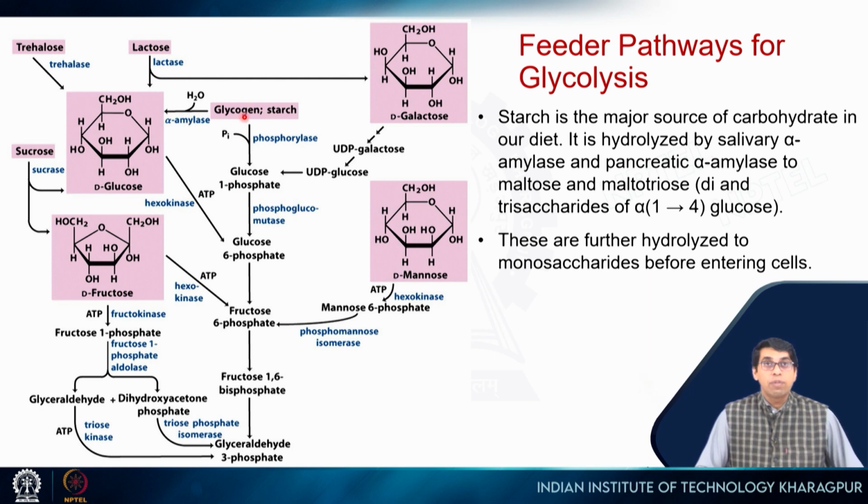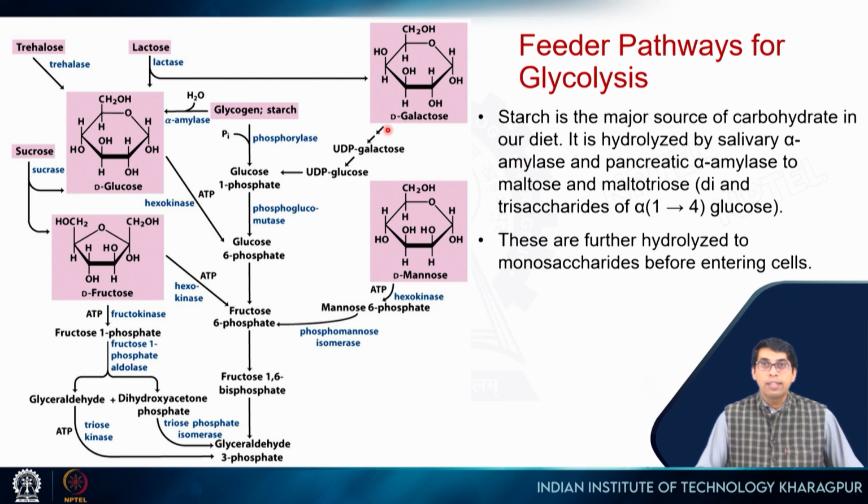So glucose comes from glycogen or starch, right? So it turns out that starch is the major source of carbohydrate in our diet. So when you eat something like rice, it has a lot of starch. That starch is hydrolyzed by enzymes called alpha amylase. So in our saliva, there is alpha amylase, salivary alpha amylase. So it will break down this polymeric starch into smaller fragments, and then those go into our stomach, right?